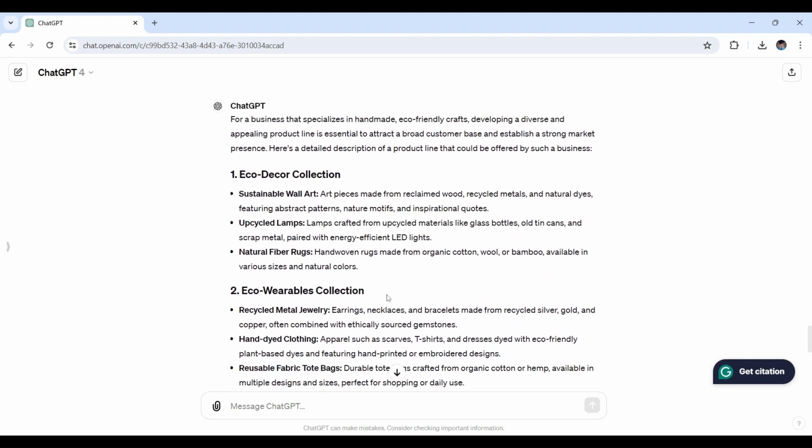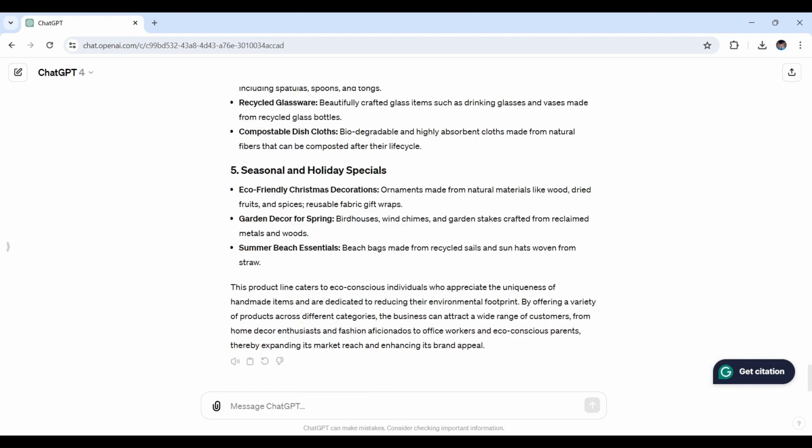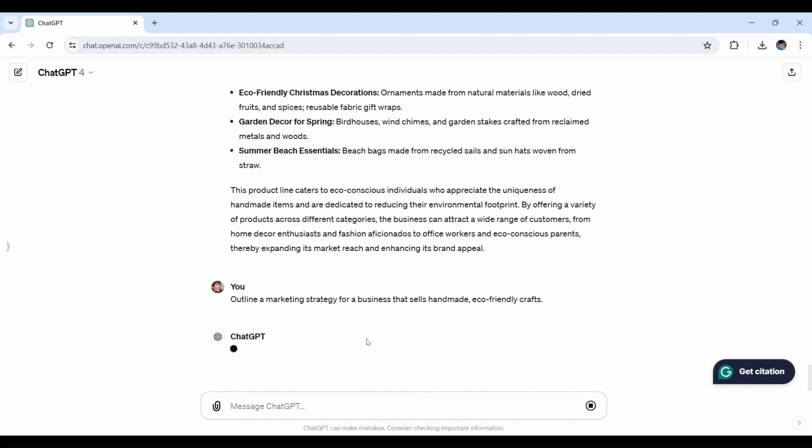Now, how will you attract and retain customers? Now, let's describe your marketing and sales strategy. You could type right here, outline a marketing strategy for a business that sells handmade, eco-friendly crafts. There we go.